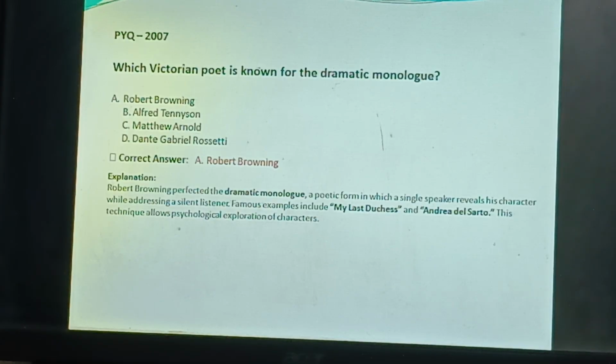Which Victorian poet is known for dramatic monologue? This is the most important, because it is the genre of the Victorian age. There are four options: A. Robert Browning, B. Alfred Tennyson, C. Matthew Arnold, D. Dante Gabriel Rossetti. The correct answer is Robert Browning. Browning perfected the dramatic monologue, a poetic form in which a single speaker reveals his character while addressing a silent listener. Famous examples include My Last Duchess and Andrea del Sarto. These techniques involve psychological exploration of characters. So dramatic monologue is very important for the Victorian age.